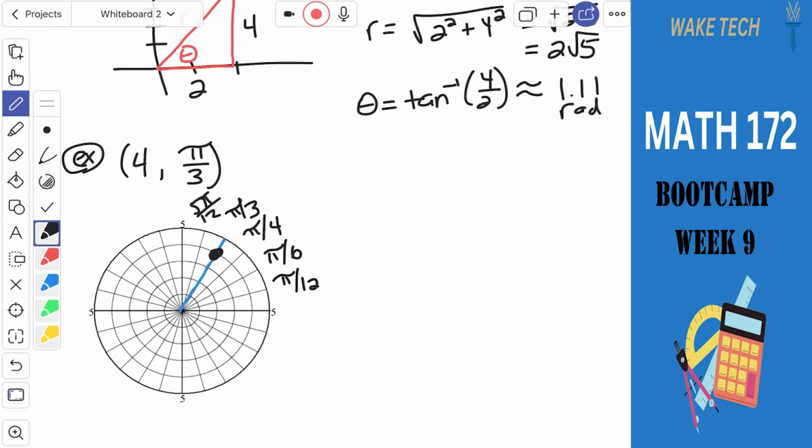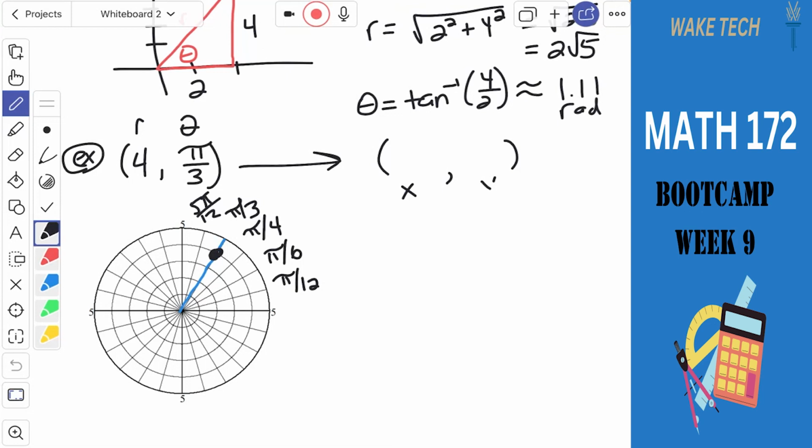So this one's the same, of course, as the earlier one we did. But since we're starting in polar coordinates here, let's say we're interested in writing this same point in rectangular coordinates. So we're starting with an r value and a theta, and we would like to figure out an x value and a y value.